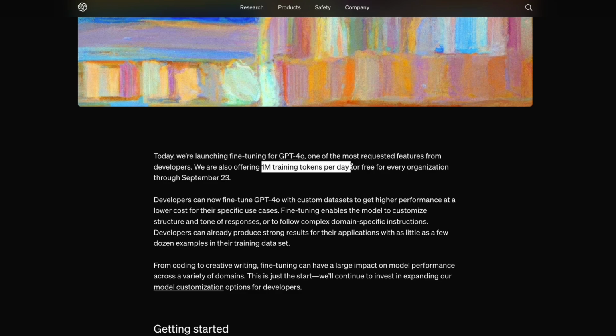And I think this is a tremendous pressure from Google, because Google has let you fine-tune Gemini 1.5 Flash for free. And OpenAI has gone and said, okay, I'm not going to just let you fine-tune my below average model, which is GPT-4o mini, for free. I'm going to let you fine-tune my best model, GPT-4o, probably one of the best models on the planet, for free until September 23rd. This is only 1 million tokens per day. That means it actually restarts every day, which is quite amazing.